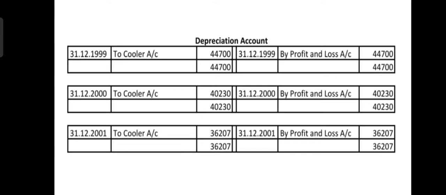Next, the 2 expenses we incurred in connection with the asset, in the name of depreciation and in the name of interest. We need to open and close them as well. Here, without passing an entry, how to prepare the depreciation account: open the account, write the date 31/12/1999, because depreciation is always charged at the end of the year. Write the asset account on the debit side, on which you are charging depreciation, and how much you are charging, 44,700.